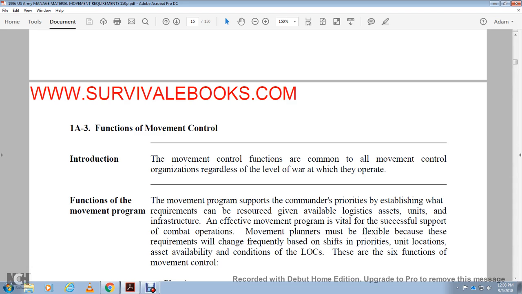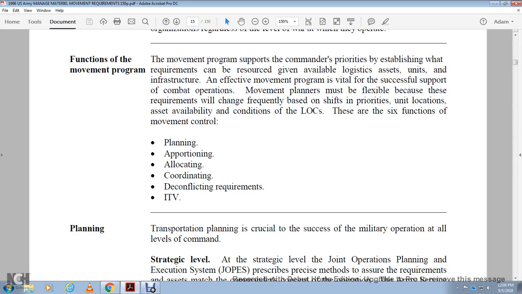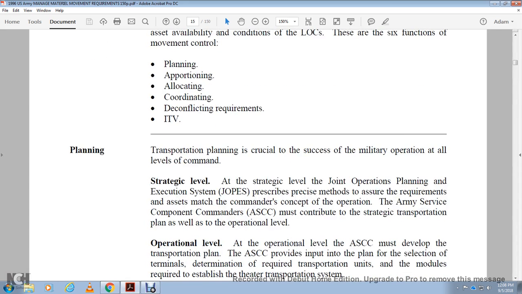Movement planners must be flexible because requirements change frequently based on shifting priorities, unit locations, and available conditions of the LOC. There are 6 functions of movement control: planning, operation, allocation, coordinating, and deflecting requirements, and ITV. Transportation planning is critical for the success of military operations at every level of command.